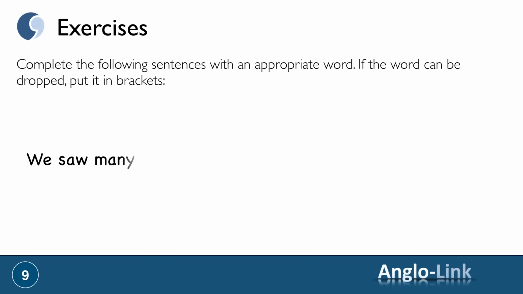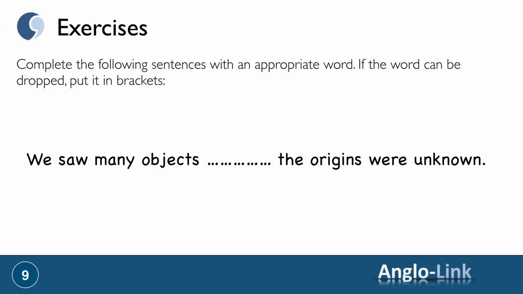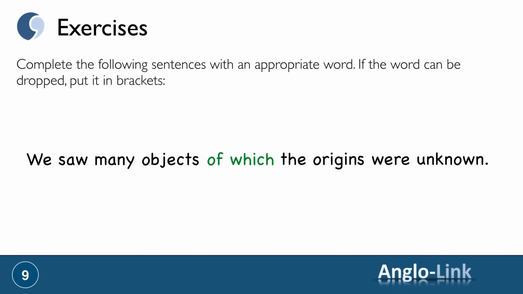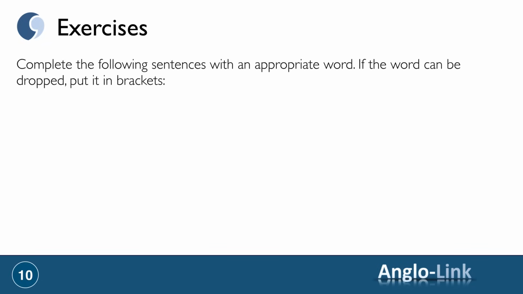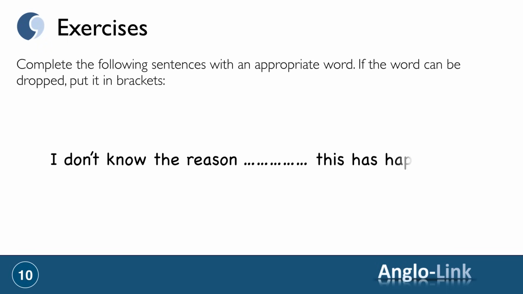Number 9. We saw many objects. The origins were unknown. We saw many objects, of which the origins were unknown. You cannot drop of which. Number 10. I don't know the reason this has happened. I don't know the reason why or that this has happened. You can drop the relative pronoun. I don't know the reason this has happened.